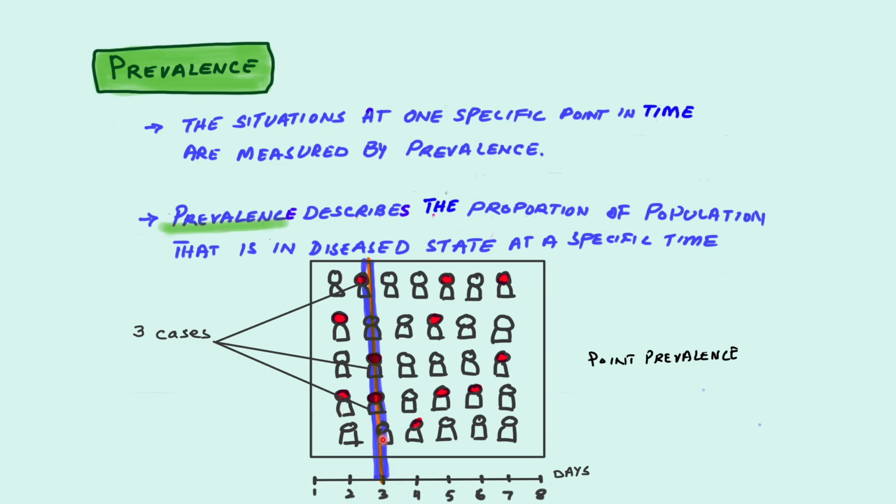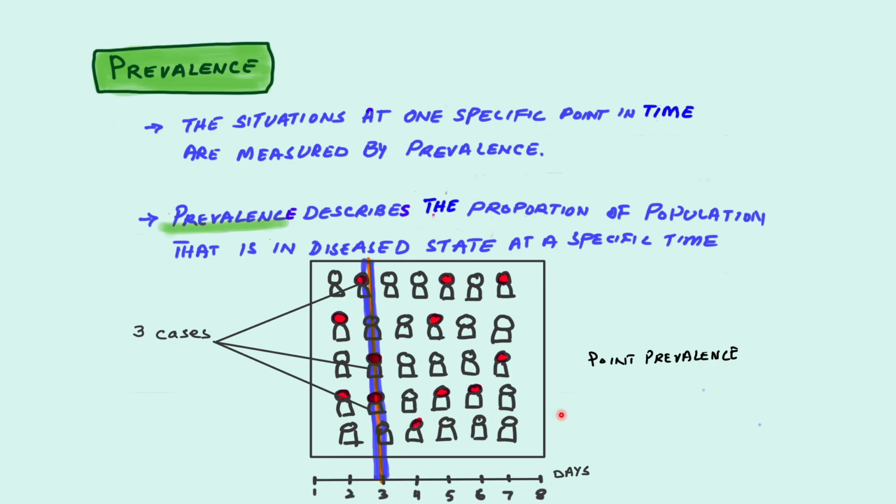Next, we count the total population, which is 1, 2, 3, 4, and 5. So the total population is 5. Therefore, the numerator is 3 diseased individuals and the denominator is 5 total individuals. So 3 divided by 5 is our point prevalence.